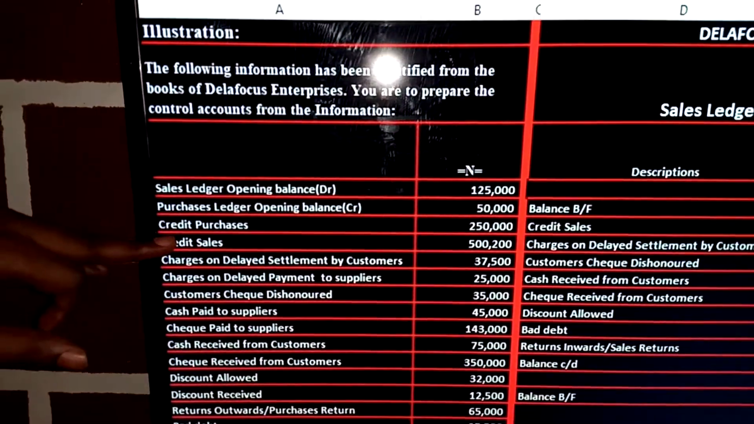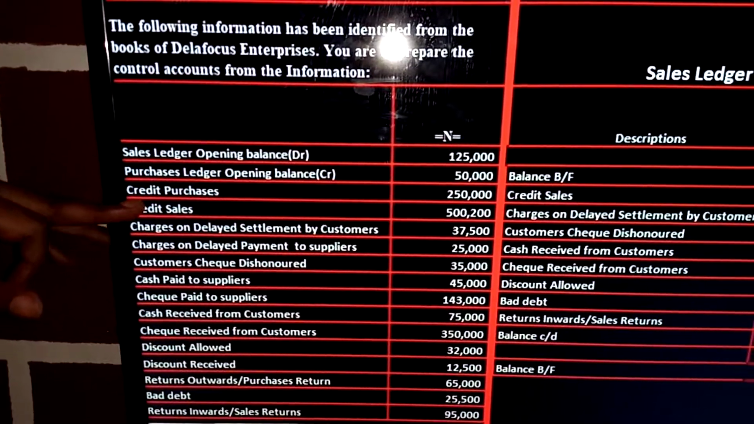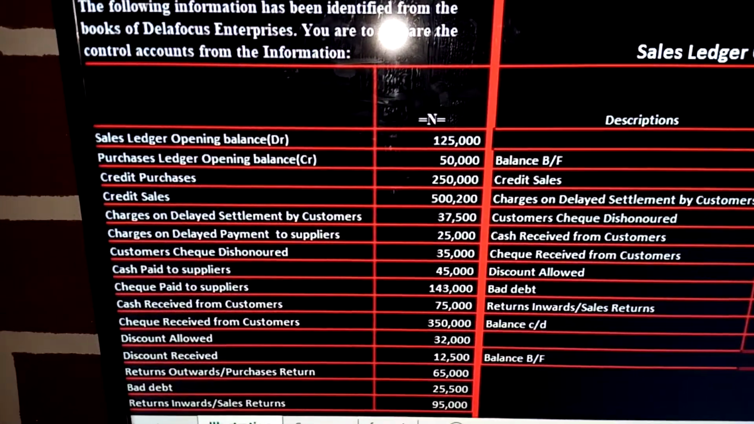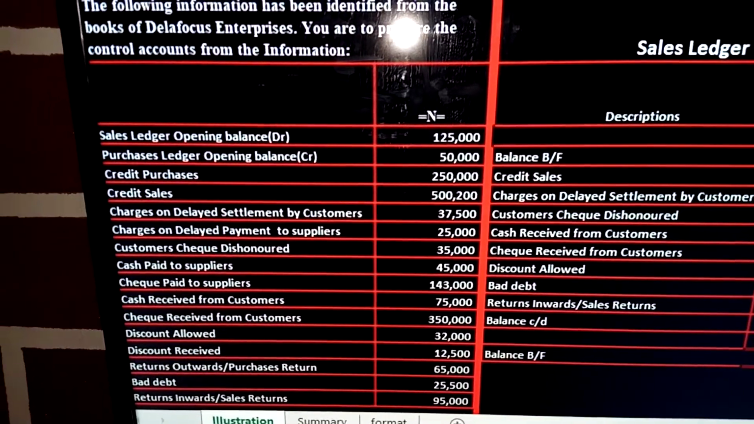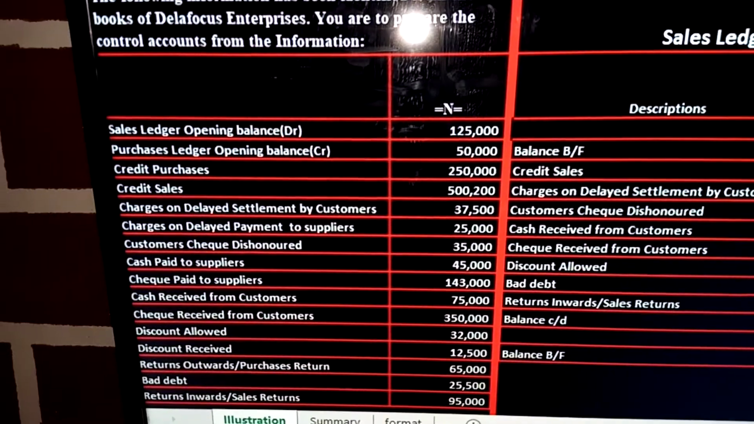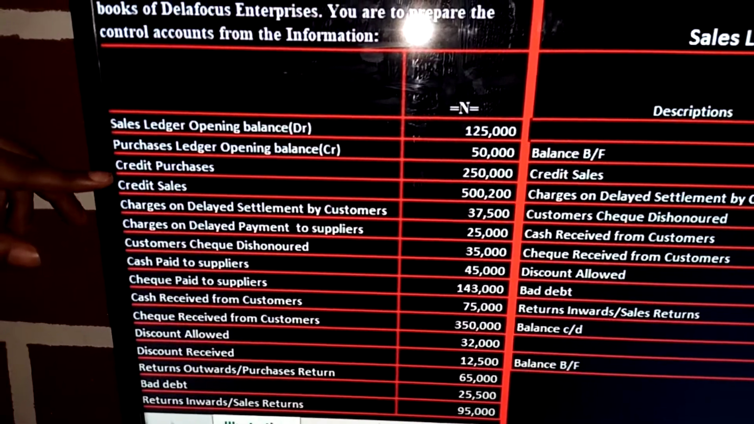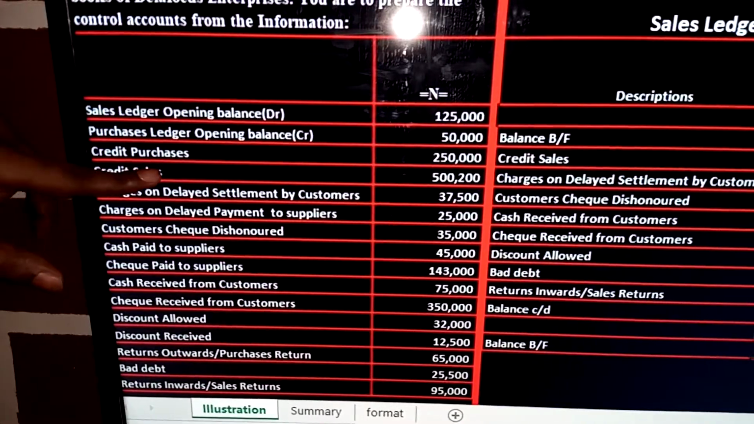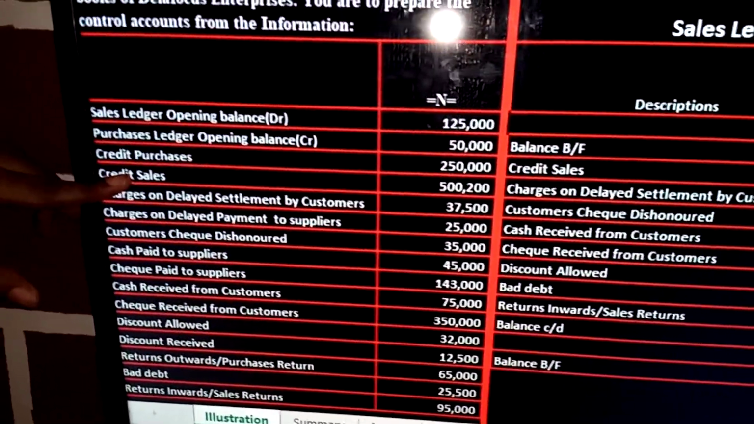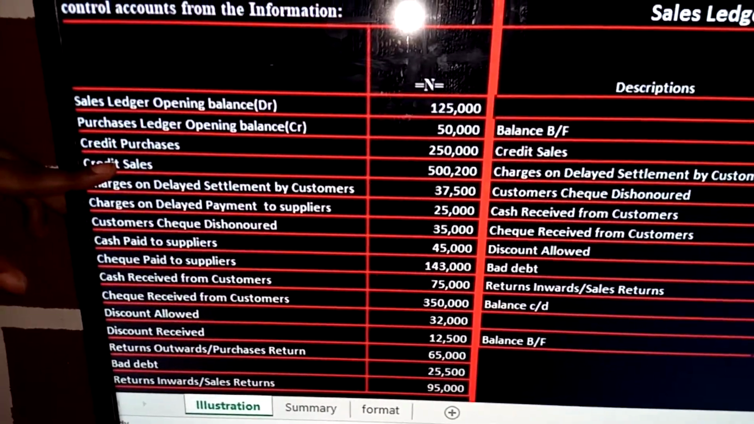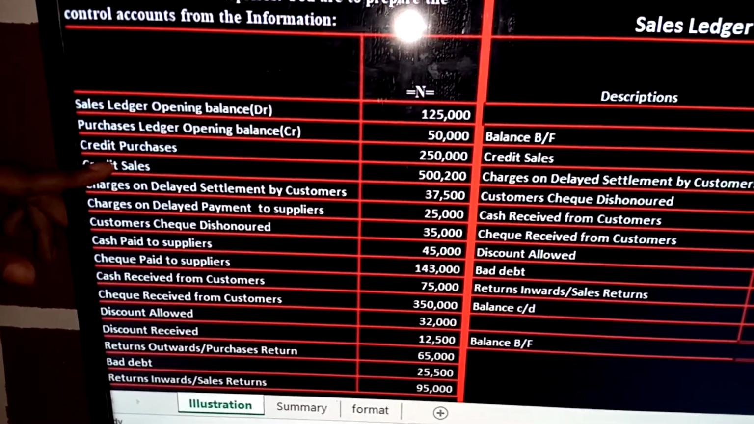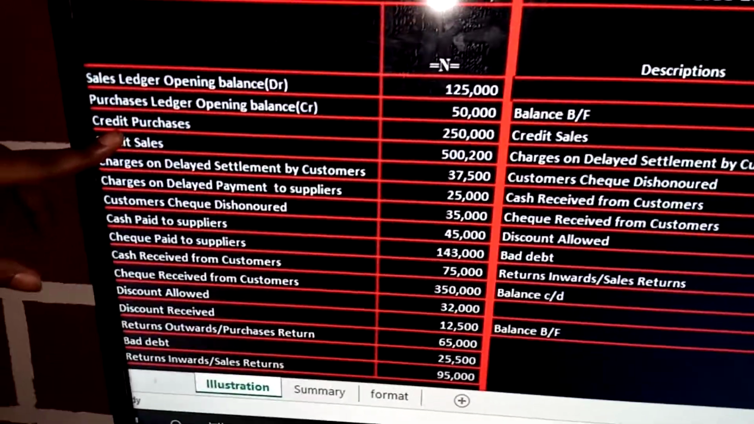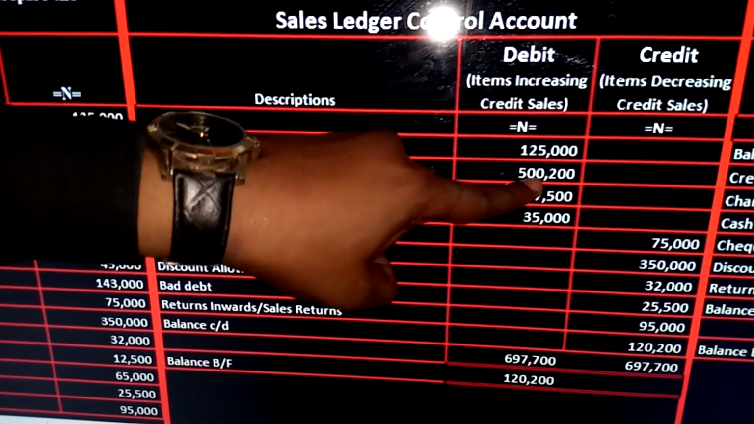The next item, credit sales. When you sell on credit, it means you have debtors owing the business, so it will affect the sales ledger control account. Remember I said sales ledger control account summarily checks credit sales as it affects debtors. Do you understand? Sales ledger control account is also called total debtors ledger control account. So credit sales will affect sales ledger control account. Now, will it increase the debtors owing to the business? Yes. When it increases, you debit, and when it decreases, you credit. So this credit sales now will increase what the debtors are going to owe us. So that's why we have credit sales 500,200.